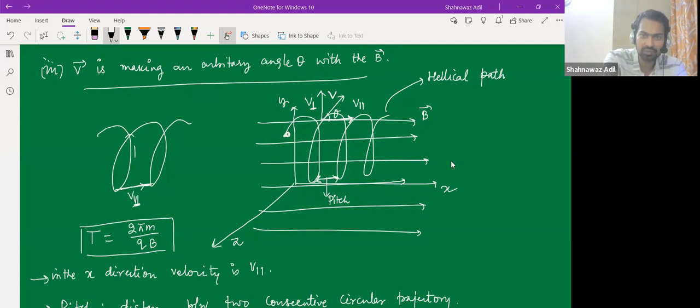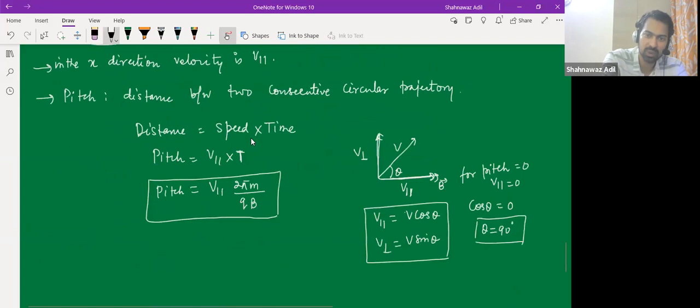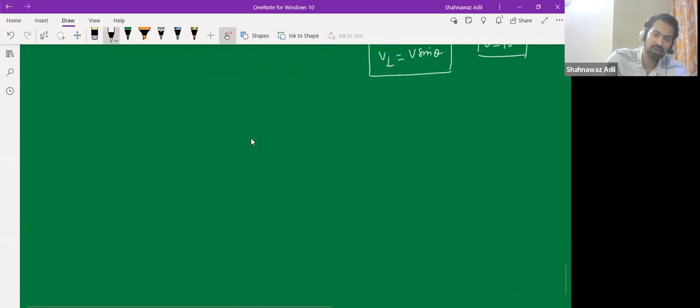Understood? Yes, sir. So this is what I wanted to point out: if pitch is 0, then you don't have any parallel velocity. You only have perpendicular velocity, so it will follow a circular path. So this was okay. Let's do one question and then we'll move on ahead.